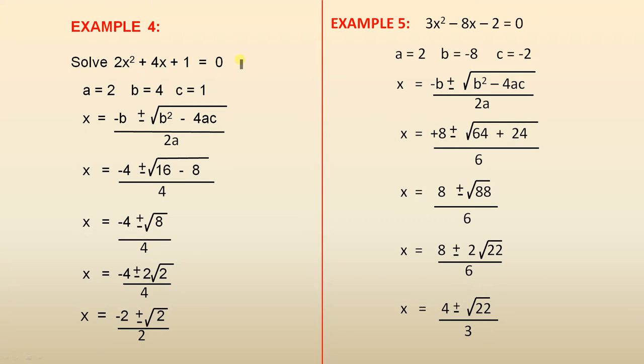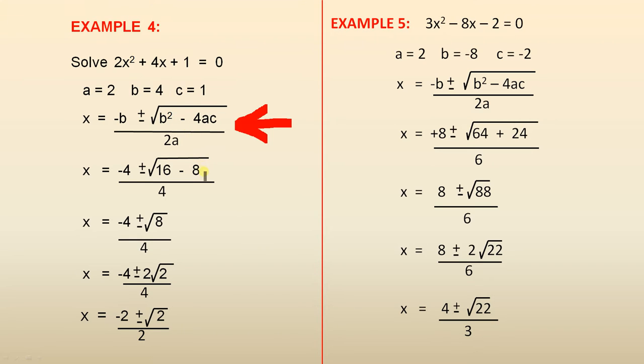Example 4, solve this quadratic equation. Now some quadratic equations have irrational answers, and that's why we need the very famous and powerful quadratic formula, which is this one. If you remember from earlier videos when we did simple quadratic equations, we saw that that value was a, that value was b, and that value was c. So here they are here. A is 2, B is 4, and C is 1.